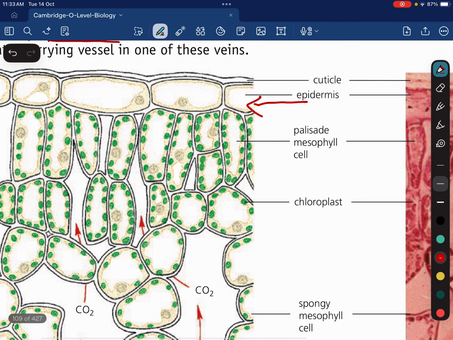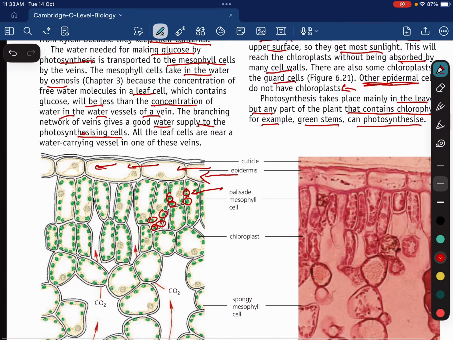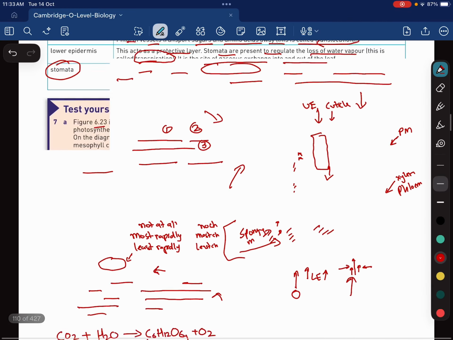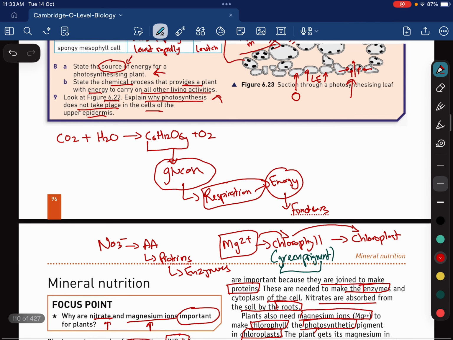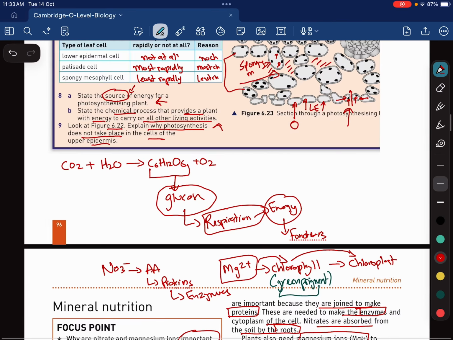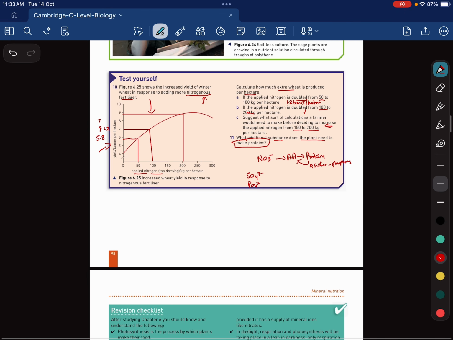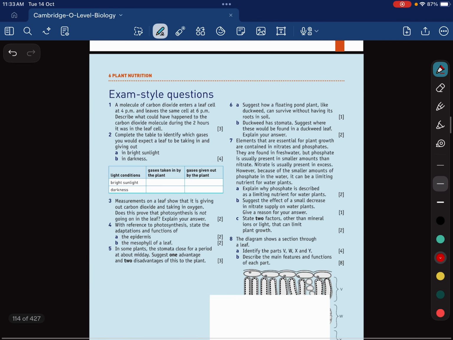Simple. As you can see, these palisade cells have chloroplasts present, all these green organelles which have the chlorophyll. Can you see any chloroplasts in these upper epidermis cells? Not at all. So are they going to photosynthesize? Nope. Since there are no chloroplasts present in the upper epidermis cells, the upper epidermis cells will not photosynthesize. Simple as that. Now let's get into the exam style questions.